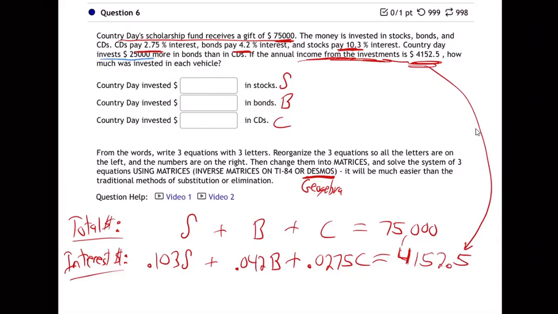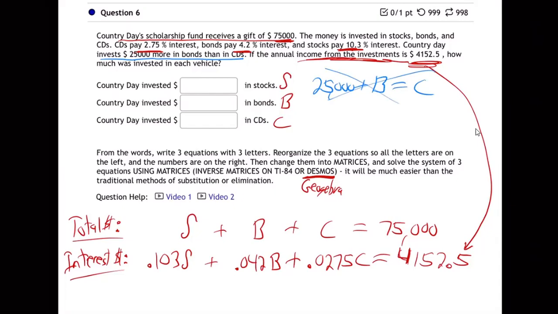They invest 25,000 more in bonds than in CDs. More in bonds than in CDs. So 25,000 more in bonds to be CDs. No, that's actually wrong if we do it that way. Watch out. It's a really easy mistake to make to write that like that. That's the most common mistake I've seen over the years on this problem. You got to be a little more careful and precise in the words than that. That's not going to work.